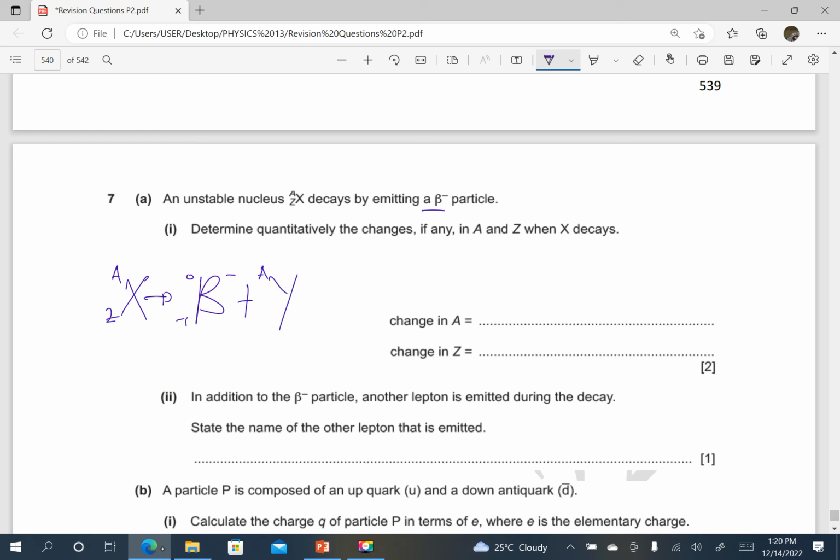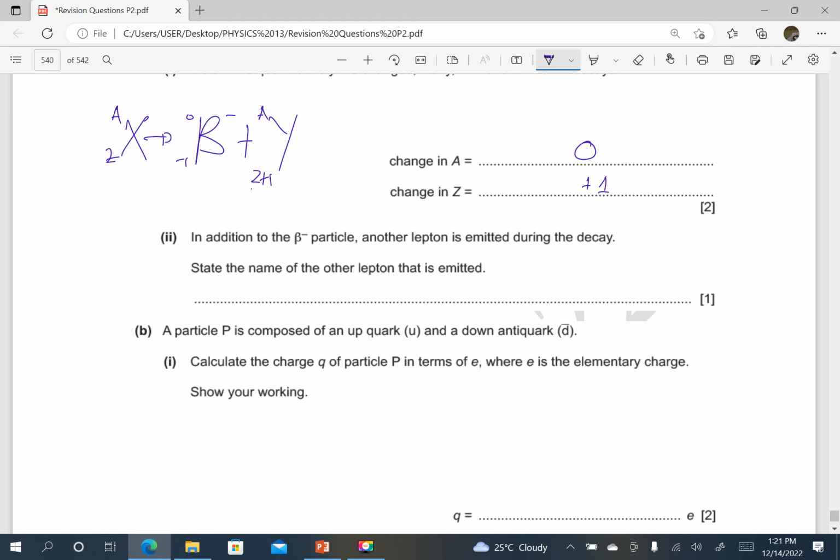Nucleon number does not change, so the change here is going to be 0. Proton number here must be Z plus 1, so that Z plus 1 plus -1 takes us back to Z. So change in Z is going to be +1. Z increases by 1. In addition to the beta minus particle, another lepton is emitted during the decay. Whenever it is beta minus, the other lepton is an electron antineutrino.